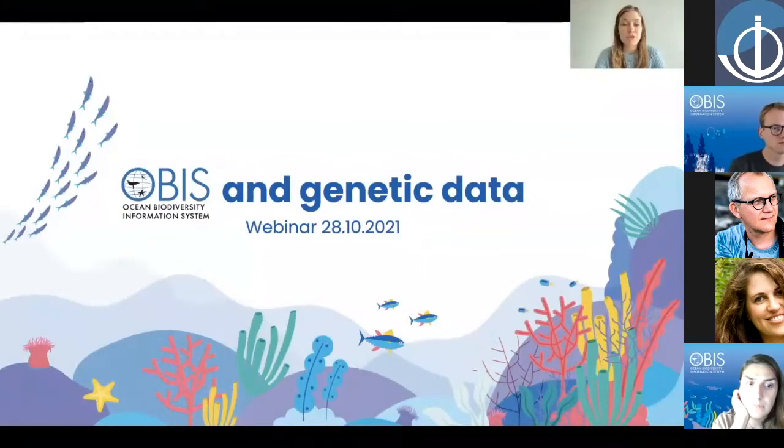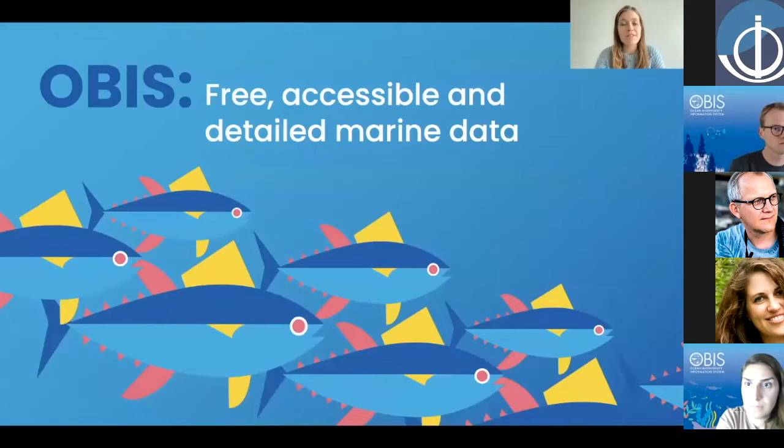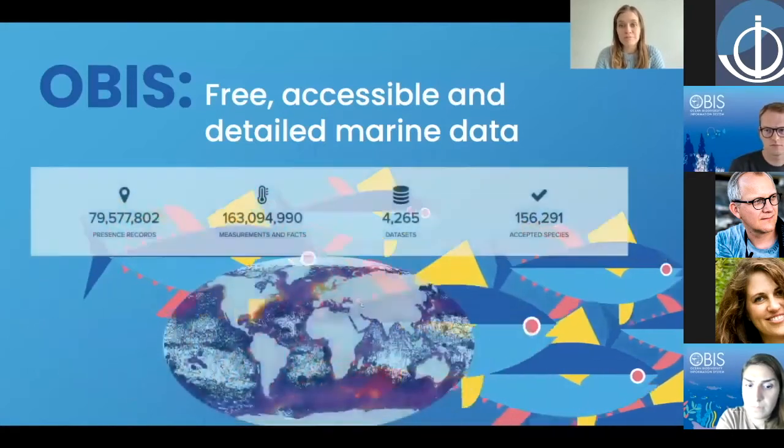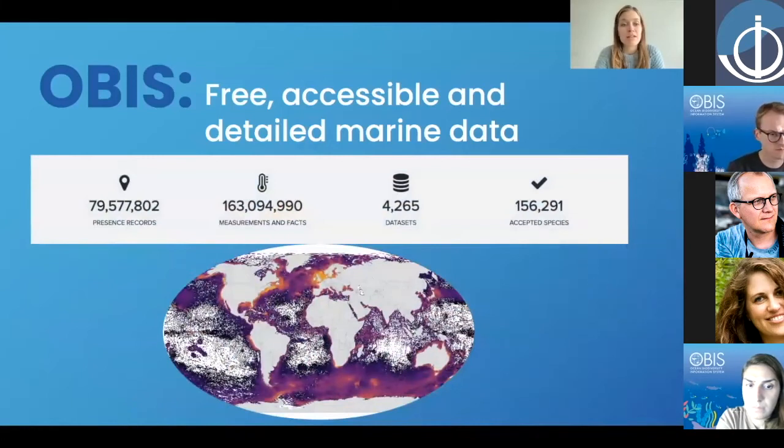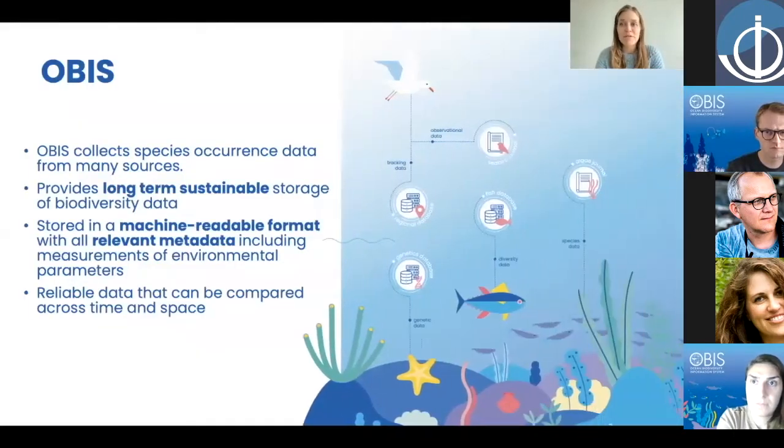I'm going to give you a very short overview of what OBIS is and how genetic data is being incorporated into our database. OBIS is a global marine biodiversity database. Our mission is to provide free, accessible, and detailed marine data for all. At the moment, we have about 79 million presence records in approximately 4,000 different datasets, comprised of about 156,000 different accepted species names. In this map, you can see the distribution of occurrences across the globe at the moment in OBIS. So how does OBIS do this?